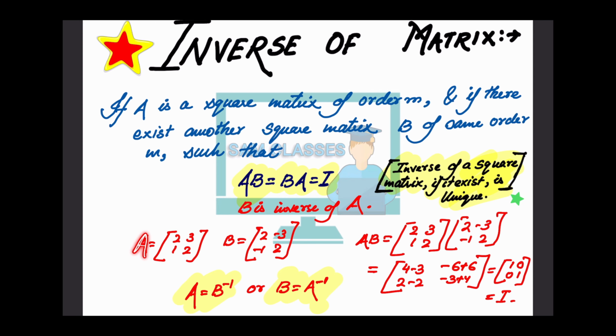Pretty simple as it is. You can check it also. Let's say we have taken a matrix A, we have taken a matrix B, and we have multiplied them. So what we got? We got I. So we can directly say that B is the inverse of A and A is the inverse of B.